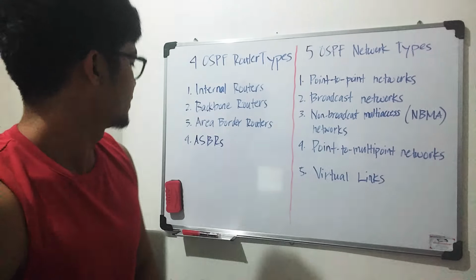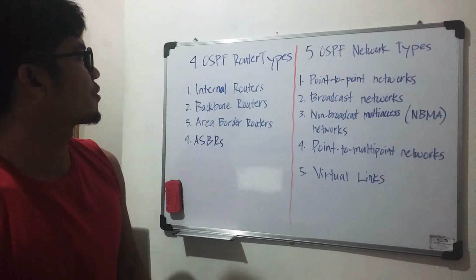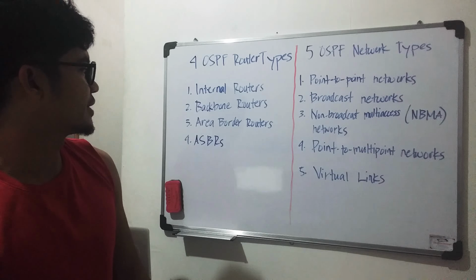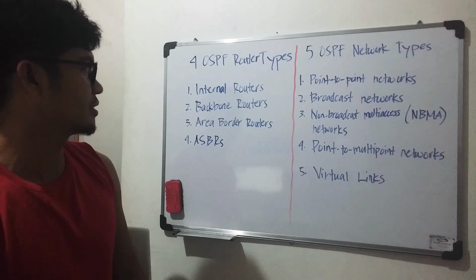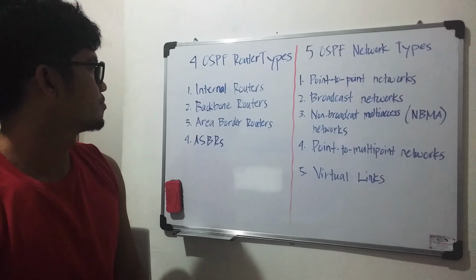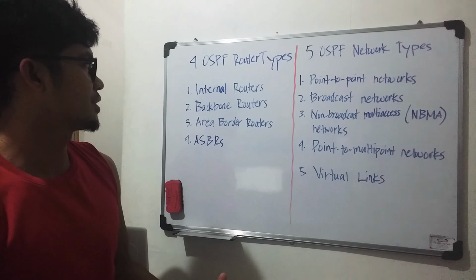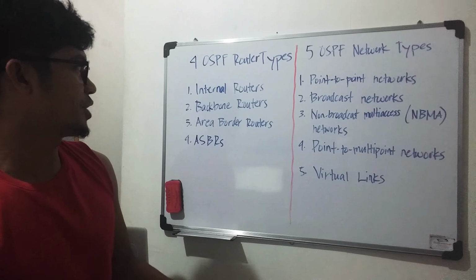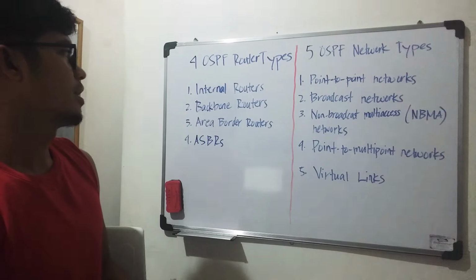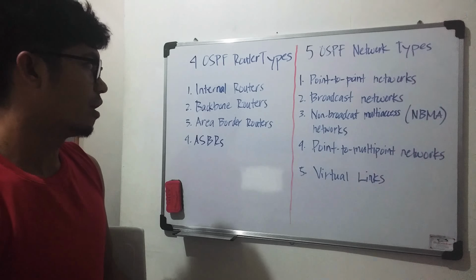Okay, I want to talk about four OSPF router types. There are four OSPF router types, and they are internal routers, backbone routers, area border routers, and autonomous system boundary routers. So, internal routers are basically the routers that belong to the same area, but not the backbone area. The routers that belong to the backbone area are called backbone routers.